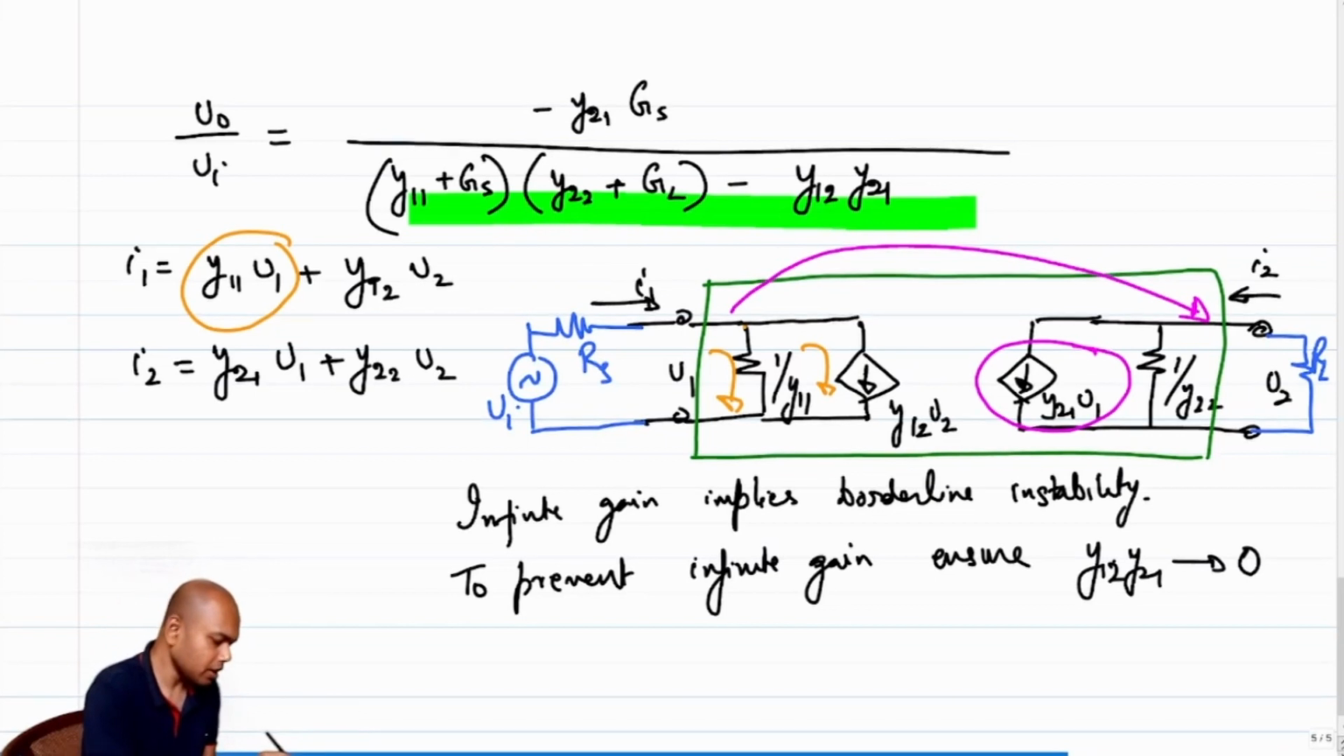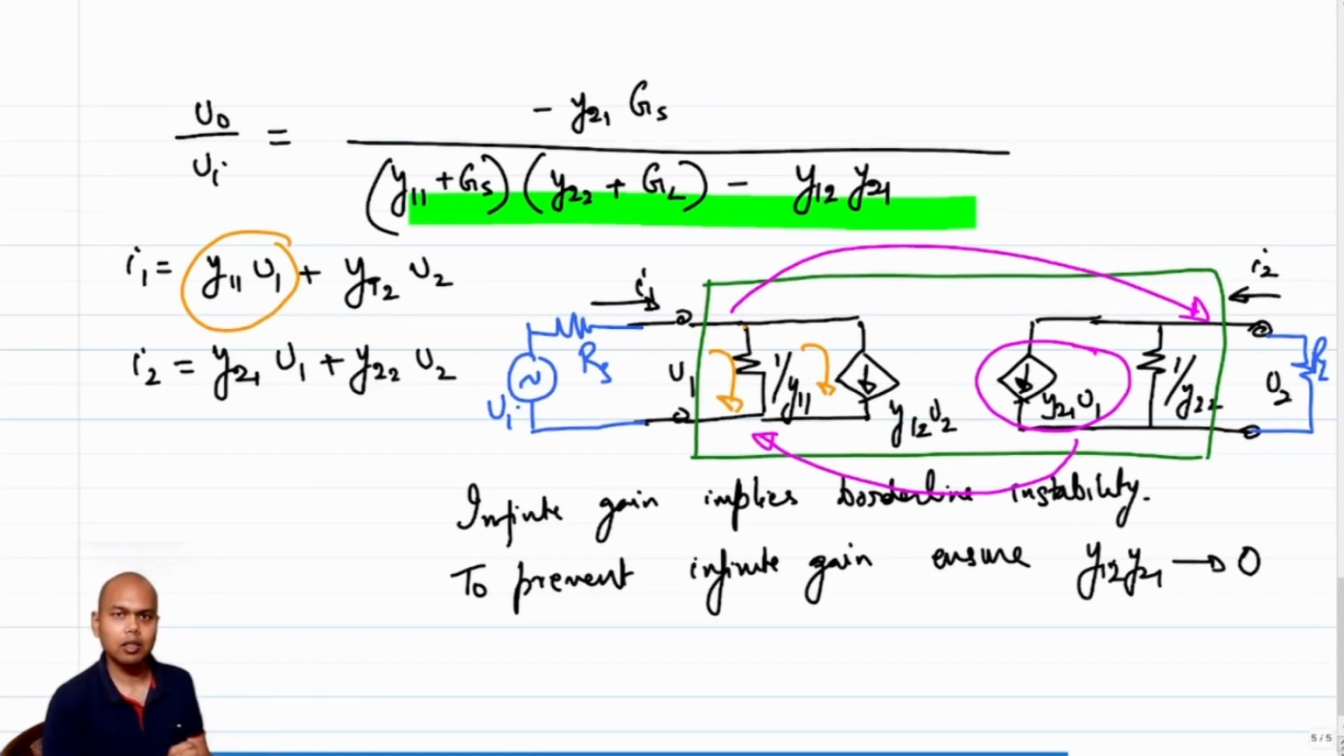What is Y12 doing? Y12 is sensing some of the output voltage and transferring it back to port 1, right? So this is Y21's job and this is Y12's job, right? And in an amplifier, given that you want signal transference from input to output, which one do you think is more important? Obviously Y21 will be more important. You would want Y21 to be as high as possible, because that's what is causing the transference of the signal.